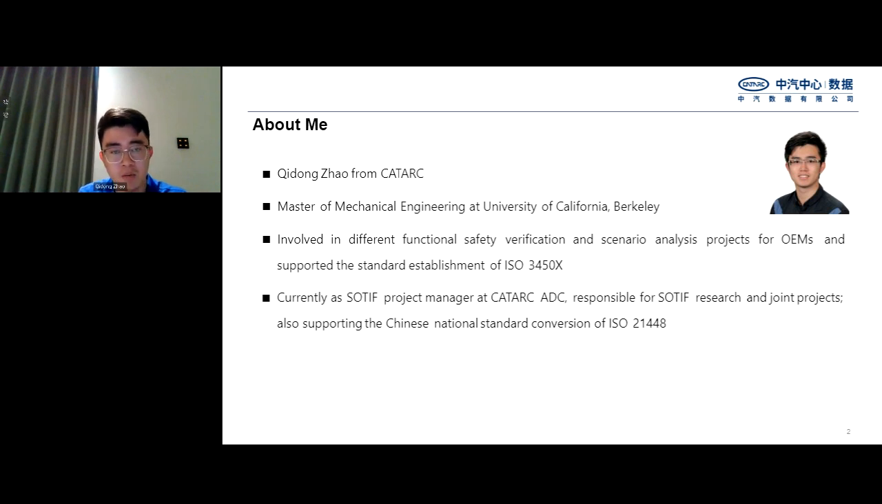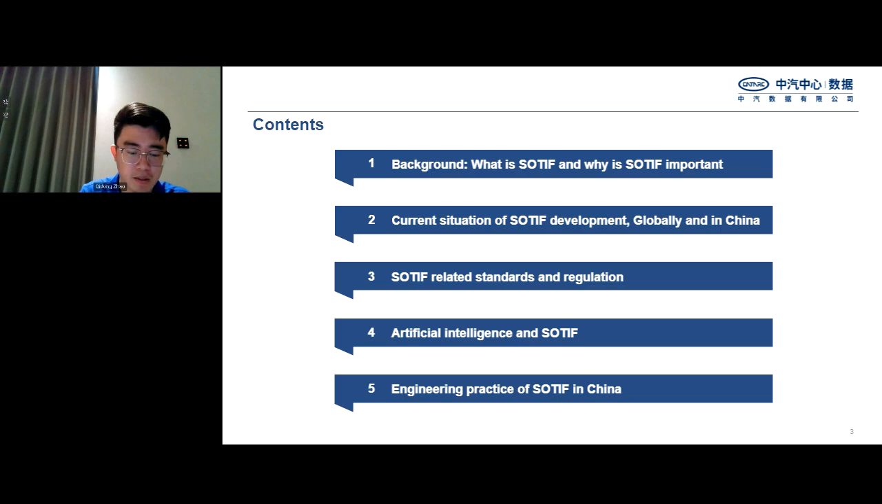Also something about Qatar. So Qatar is located in China, and we are the largest testing and certification institution in China. We also provide technical support to the standards and regulation making progress. Yeah. So let's get started. So today I'm going to talk about 5 parts, and the first part is about the background of SOTIF and what is SOTIF and why it's SOTIF important.